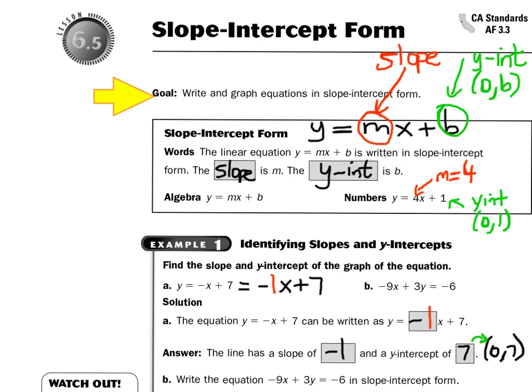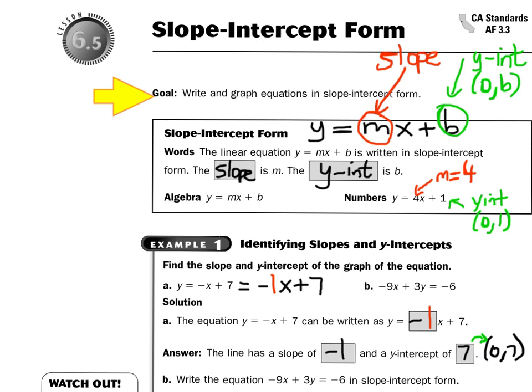Remember, x is 0 because it's the y-intercept, and y is the number. Okay, so take a look here, a number example. If they give us the equation y equals 4x plus 1, you just look at the number in front of the x, the 4, and that's the slope of the line. And then the number that's being added, that's the y-intercept of the line. So if the y-intercept was 1, the point we would graph is 0, comma 1.